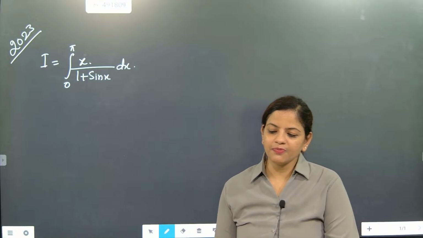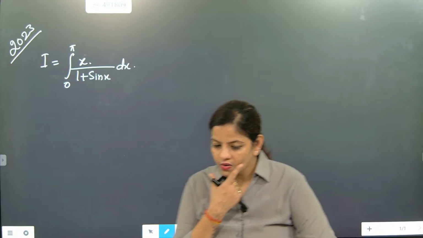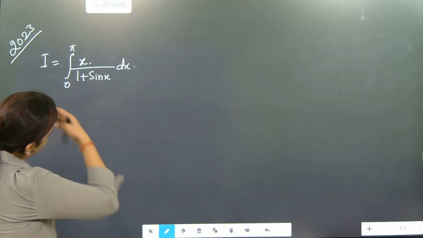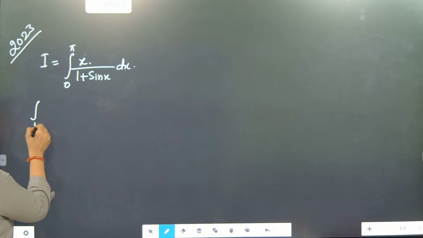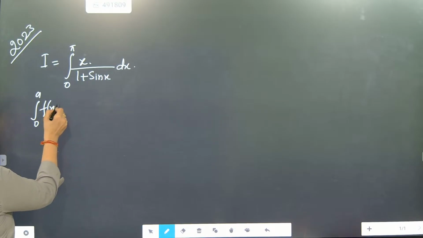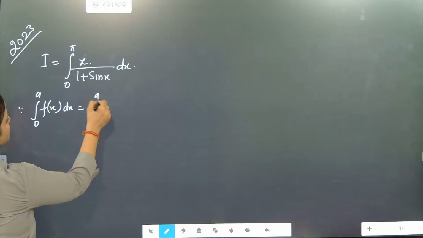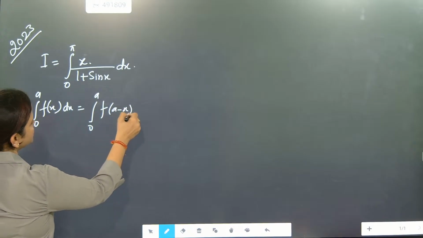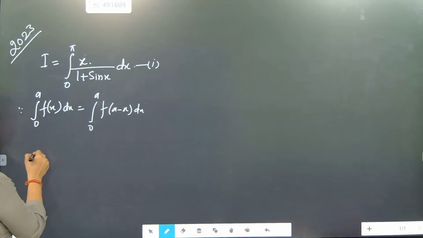That's the direct property we are going to first apply, and then we will be resolving it. Now listen. What we are going to do here is I is equal to this much, as given. We know that the integral from 0 to a of f of x dx is equal to the integral from 0 to a of f of a minus x dx. This one specific property will help us a lot.